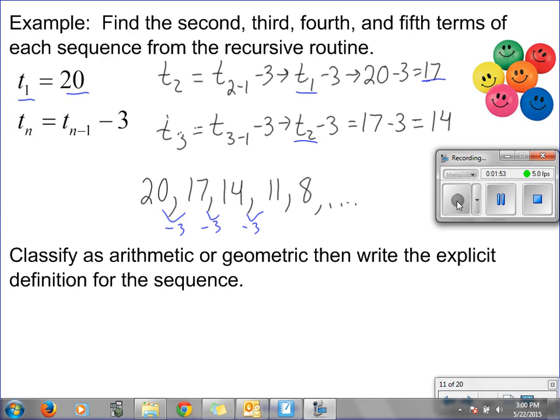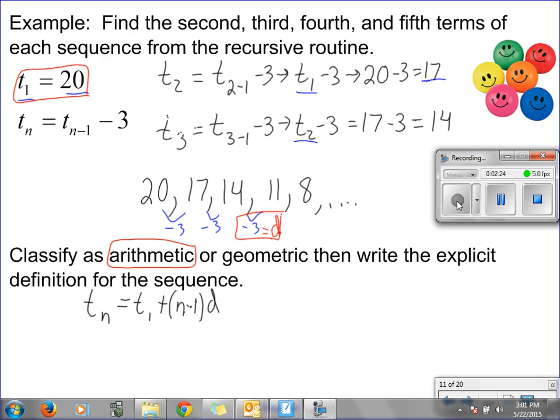Once we have that information, we can see that we've got this constant difference, so it is going to give us an arithmetic sequence. Based on that, we're then looking for the explicit definition, which goes back to section 13.1: t sub n equals t sub 1 plus n minus 1 times d. For our arithmetic sequence, our d value is going to be negative 3, since that's our difference, and our t sub 1 value is 20. Plugging that in, we get t sub n equals 20 plus n minus 1 times our difference of negative 3.